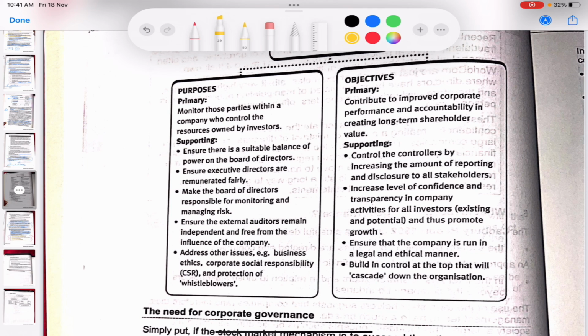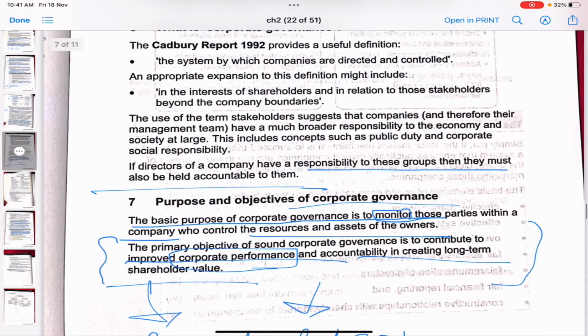Also, read this table as well. This is something which we have already discussed. It's not that important because it's the same thing which we have discussed.